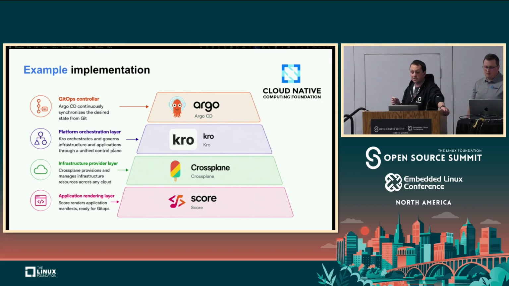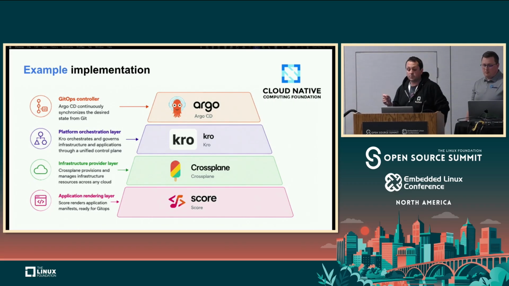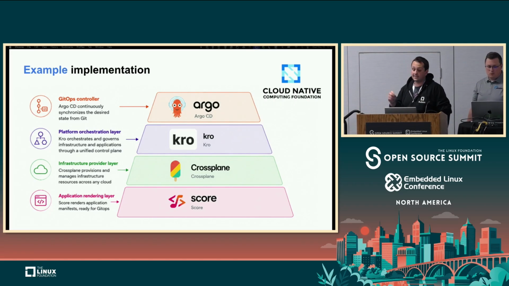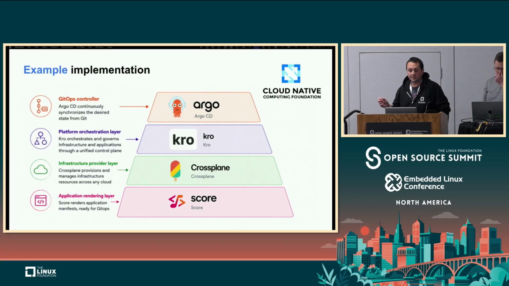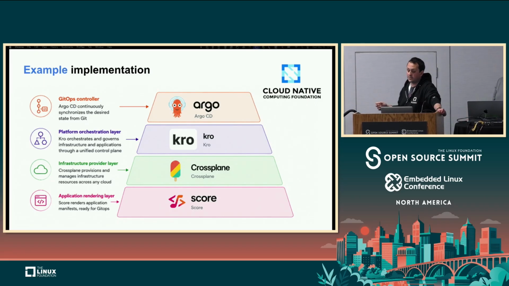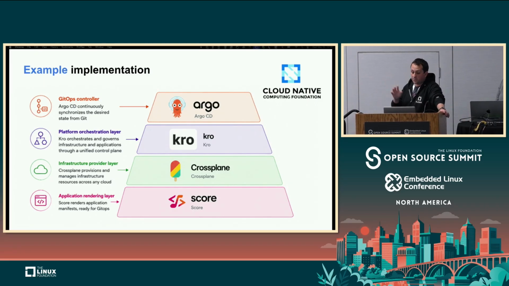Then we have Kro, which is maintained by a special interest group within a Kubernetes project. Kubernetes itself is a graduated project as well. It will serve as our platform orchestration layer. Then we have Crossplane, itself as well a CNCF graduated project, also very mature. And that will serve as our infrastructure provisioning layer.